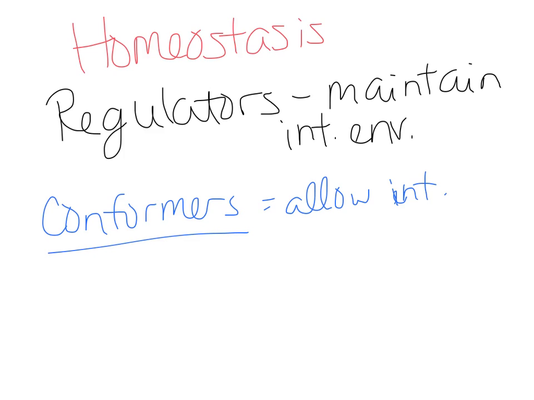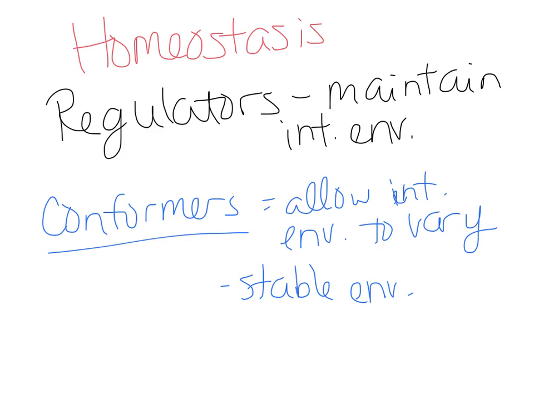And there's benefits to both. Okay, for example, a regulator can live in an environment that changes a lot because it's able to maintain its own constant internal environment, where a conformer is going to need a much more stable environment because its internal environment is allowed to fluctuate some. However, a regulator has to use a lot more resources to maintain its internal environment, where the conformer doesn't have the resource demand on it because it's not trying to maintain this perfectly steady internal environment.